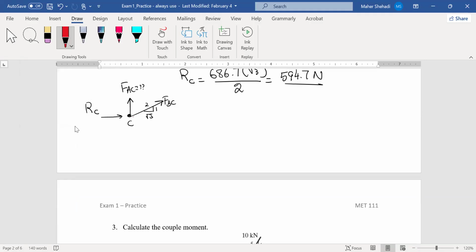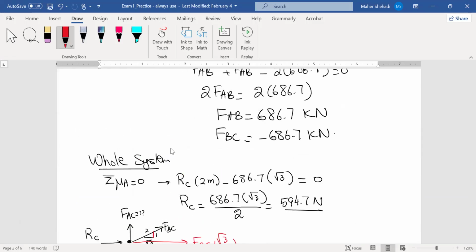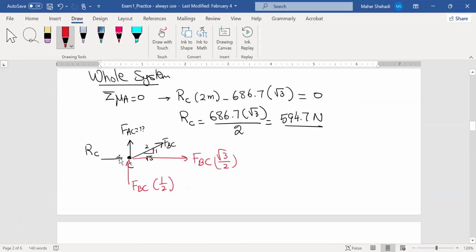So why? Because if you put here FBC, square root of 3 divided by 2, and FBC, the y component, so 1 divided by 2, we already solved for FBC. We already got that. It's right here. If you look into the y, I have 1, 2, that's it. So I didn't need RC.